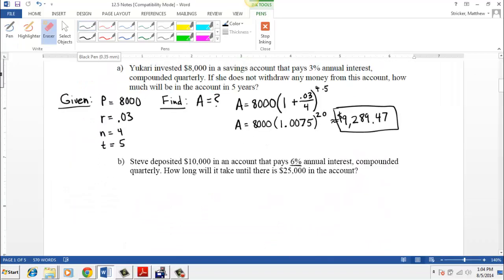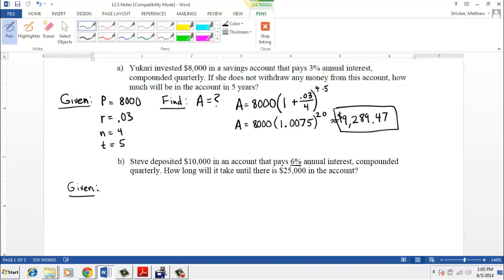Alright, so here we have another example of working with compounding interest, just like the last example, although we'll see in a little bit that the problem is a bit different. We're going to start out like we did in the last problem and write down what we're given. That's always good, to go through that problem solving process. So we should probably first read the problem. It says Steve deposited $10,000 in an account that pays 6% annual interest compounded quarterly. How long will it take until there's $25,000 in the account?